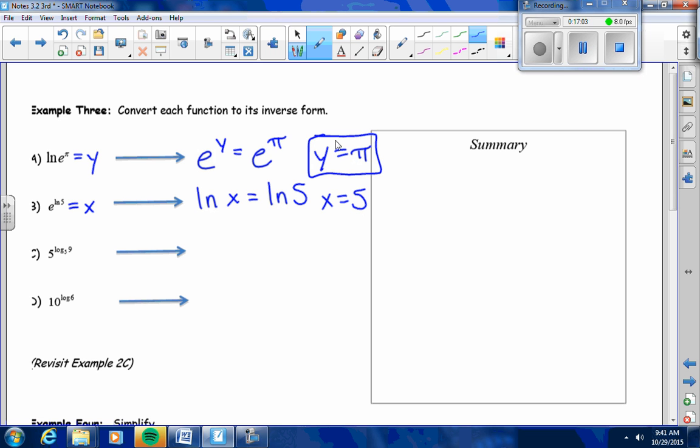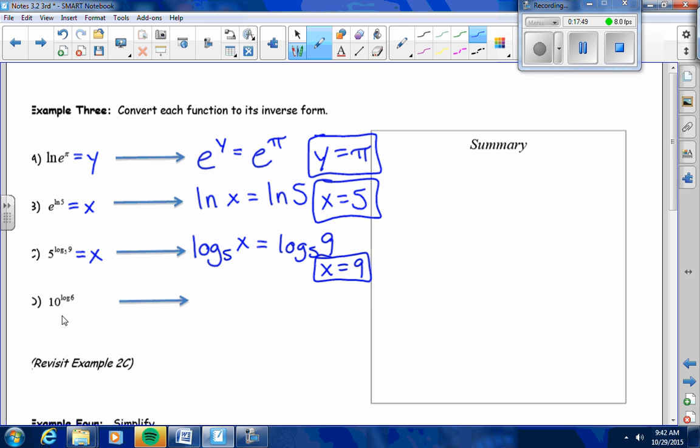Okay. Let's look at the next one. 5 raised to the power of log base 5 of 9. That's exponential form, so exponential form, general form says that equals x. So now we have to change to log form. Log base 5 of x equals, what's the exponent? Log base 5 of 9. So in this case, if we're solving for x, what does x equal? 9. X equals 9.